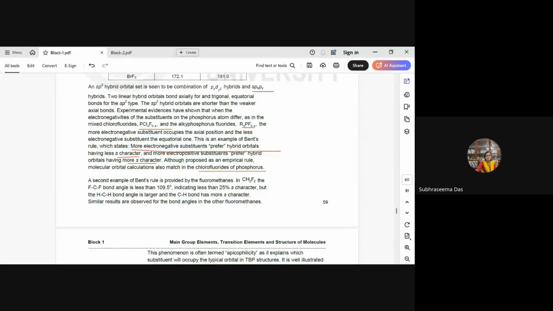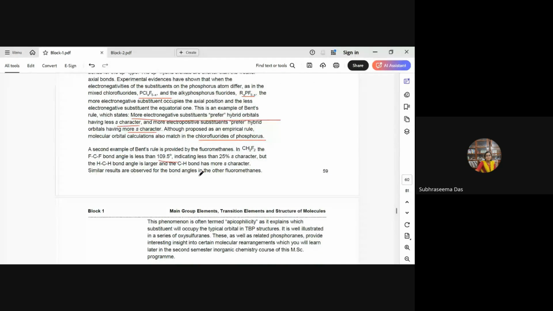Another example of Bent's rule is provided by fluoromethanes, particularly CH2F2. Here in CH2F2, the FCF bond angle is less than 109.5 degrees, which indicates less than 25% s character. But the HCH bond angle is larger, and the CH bond has more s character. Similar results have also been observed for bond angles in other fluoromethanes.